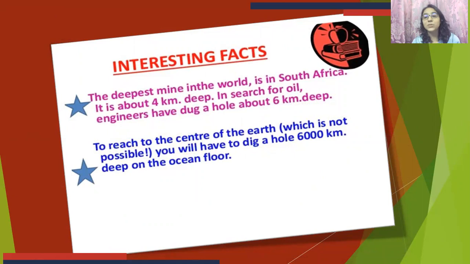So students, today we have learnt about three layers of the Earth. The top and uppermost layer is the crust, which is further divided into oceanic crust and continental crust. The second layer is the mantle, right? And the innermost layer is the core.